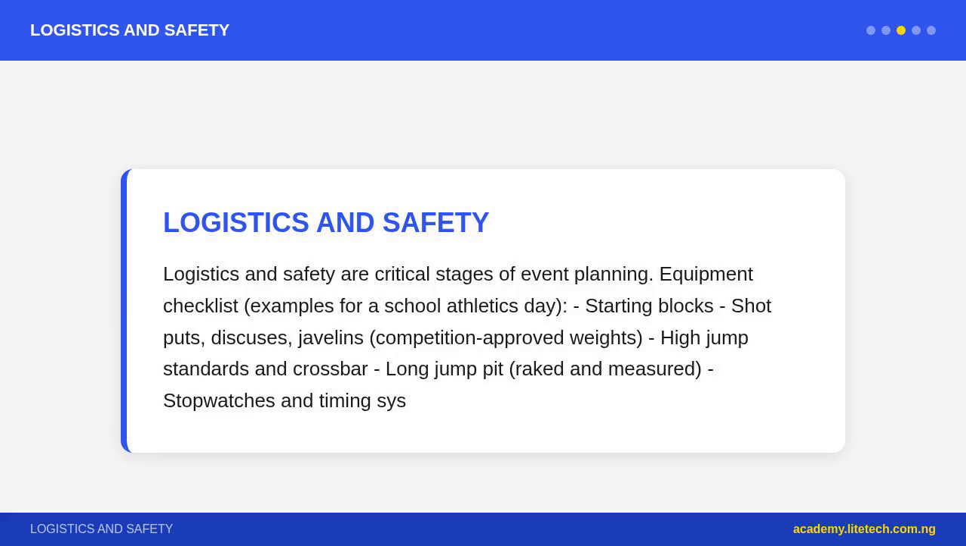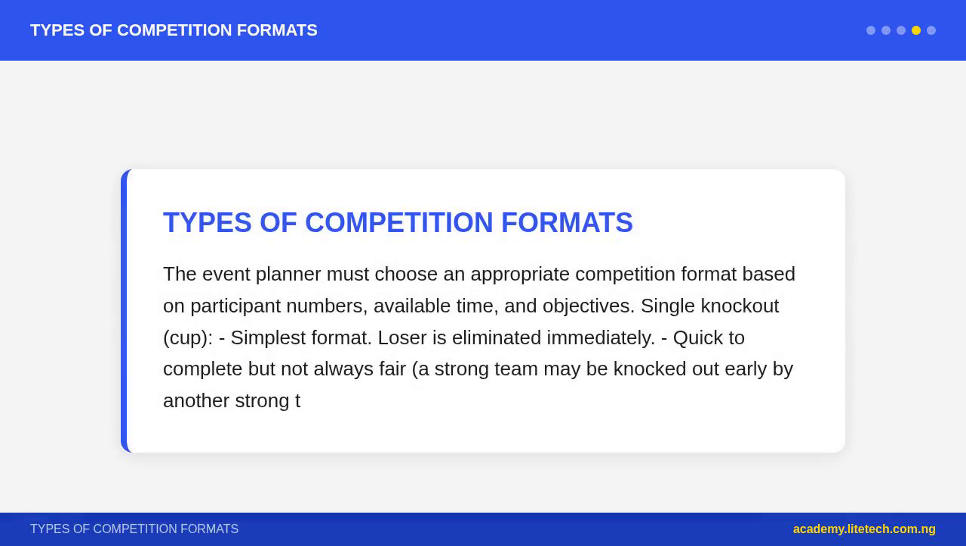The event planner must choose an appropriate competition format based on participant numbers, available time, and objectives. Single knockout cup. Simplest format. Loser is eliminated immediately. Quick to complete but not always fair. A strong team may be knocked out early by another strong team. Good for FA Cup, school knockout tournaments. Double elimination. Teams get 2 losses before elimination. More forgiving than single knockout. Requires more time and facilities.